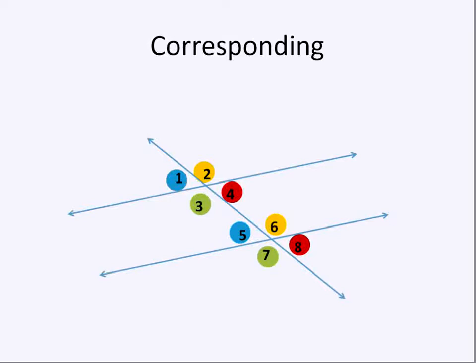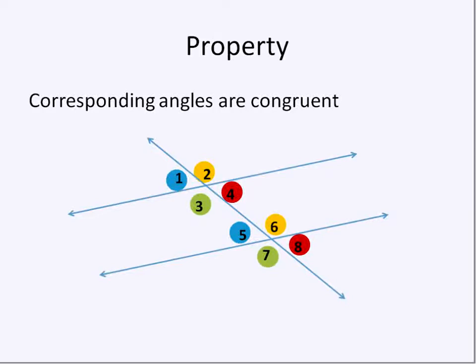Now, one property about corresponding angles, you may have already guessed, is that the corresponding angles are congruent. Alright? Angle 2 is the same measurement as angle 6. Angle 1 is the same measurement as angle 5. So corresponding angles are congruent. They have the same measurement.